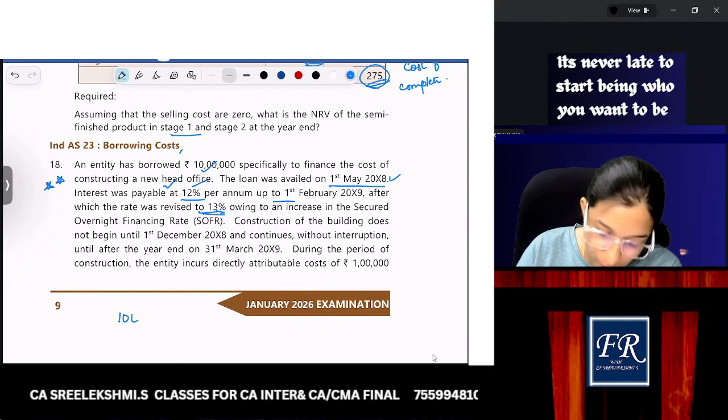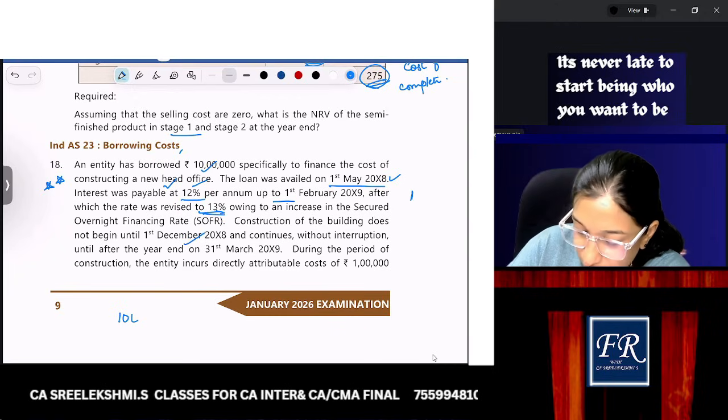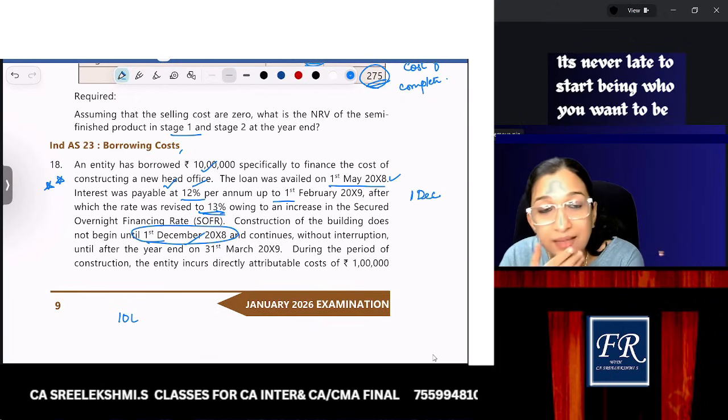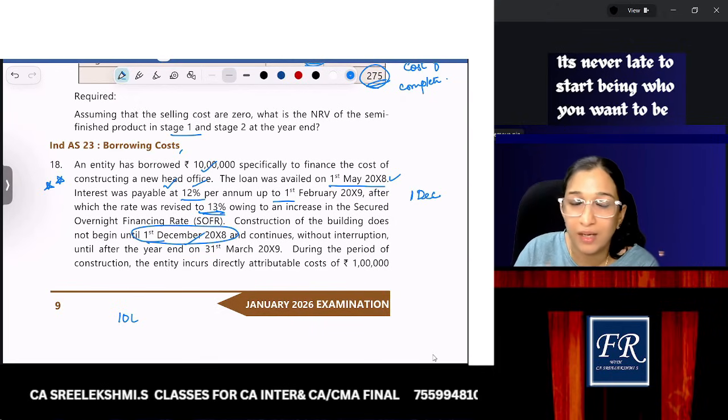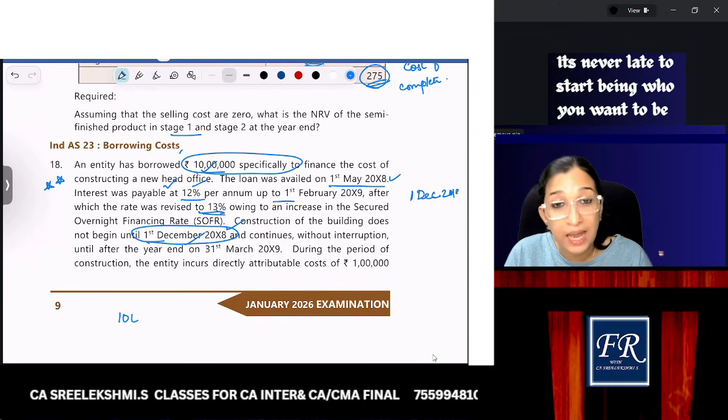Construction of the building does not begin until 1st December. Which means 1st December only I should start capitalizing the interest. Till December there were no construction activities, so capitalization cannot be commenced. This is a specific loan, and from 1st December 2018 I can start capitalizing, and it continues without interruption until after 31st March 19, or just 4 months.